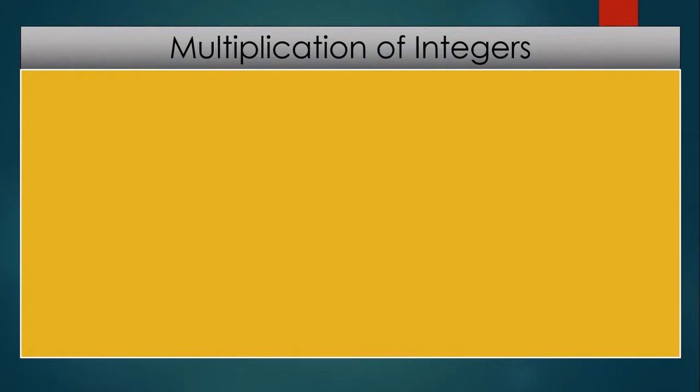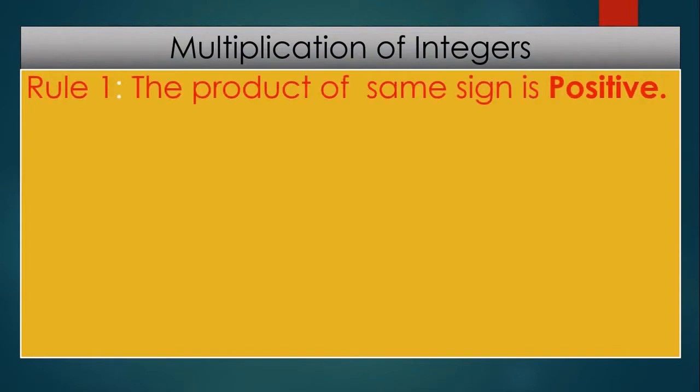Okay? Now, multiplication of integers. Now, there are rules when you will be multiplying integers. Rule number one, the product of the same sign is positive. The same sign. Like for example, negative times negative equals positive. They have the same sign. Multiplication of the same sign, the product is positive. Positive times positive is positive.